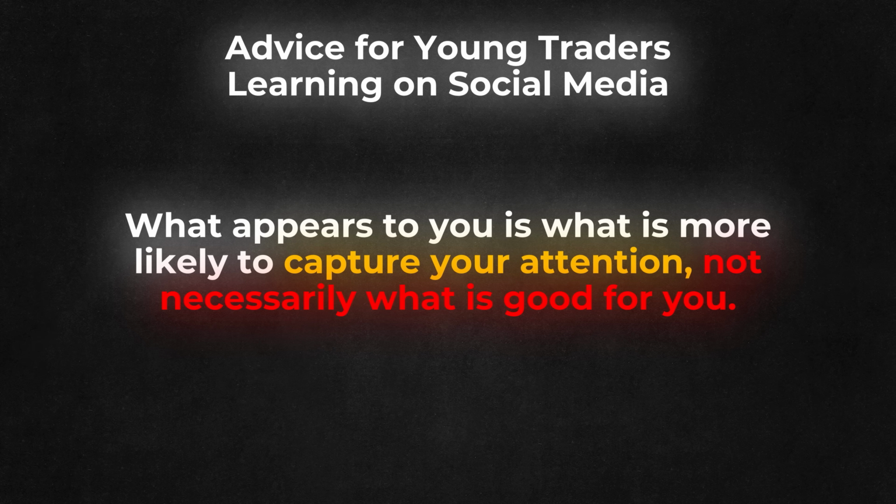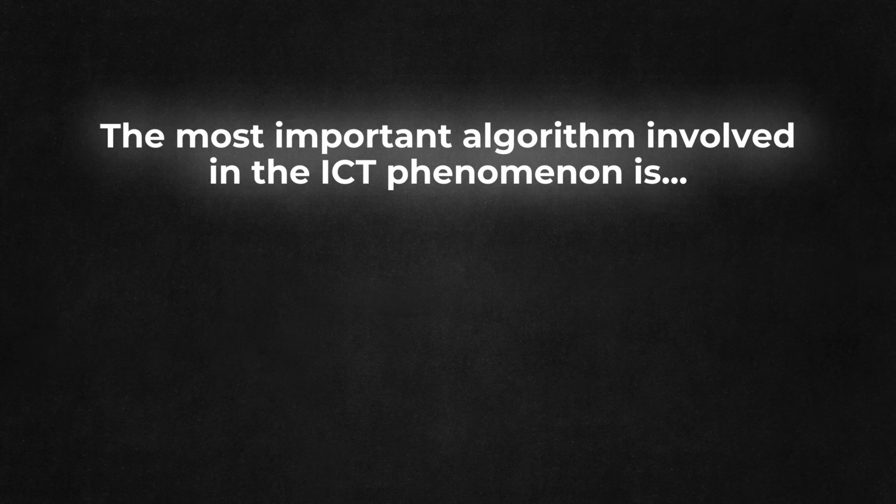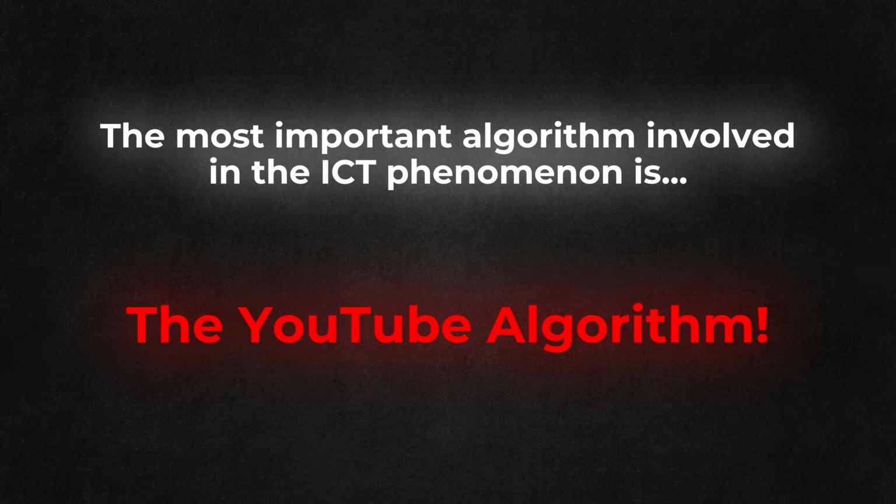Young traders learning ICT don't realize that the most important algorithm involved in the ICT phenomenon is the YouTube algorithm. ICT traders like to talk about the algorithm behind price movement, but in reality, the algorithm behind the ICT phenomenon is the YouTube algorithm that allows misinformation to capture the minds of novice traders. Young people grew up in the context of social media, so they are used to things being controlled by an algorithm. They extrapolate this idea to other areas of life, which is a dangerous thing to do. They think there is an algorithm behind price motion in the same way there is an algorithm behind their Instagram feed.